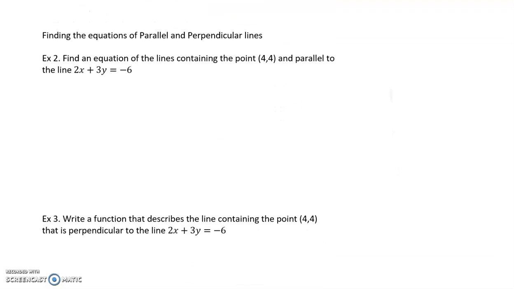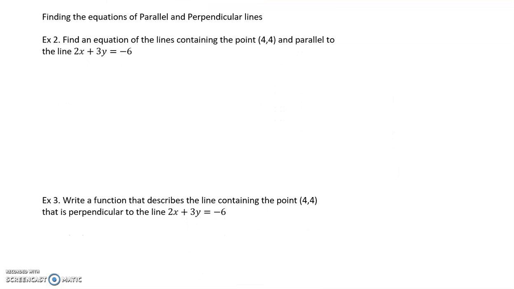Alright, moving on to parallel and perpendicular lines. So remember, parallel lines have the same slope, and perpendicular slopes are opposite, reciprocal, or negative reciprocal. So example number 2 says, find an equation of the line containing the point (4, 4) and parallel to the line 2x + 3y = -6.